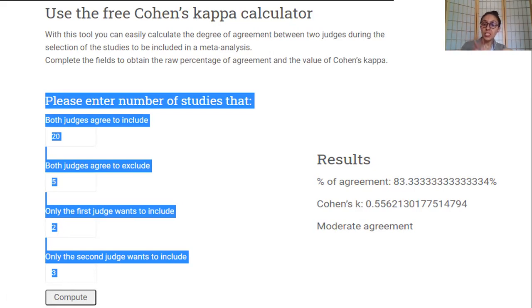All right. So yes, this is what it generates for you, a 2x2 table. Both of you agree to include these articles. Both of you agree to exclude these articles. Only you want to include this number of articles, and the other one wants to include this number of articles. And then you press compute, and voila, you have your Cohen-Kappa agreement done for you, and with the cutoff provided, whether this is good, bad, or whatever.